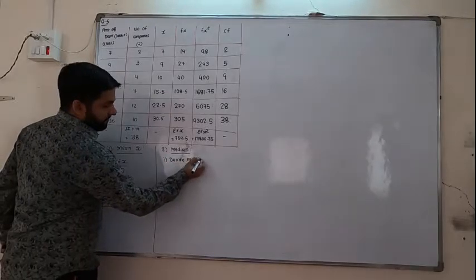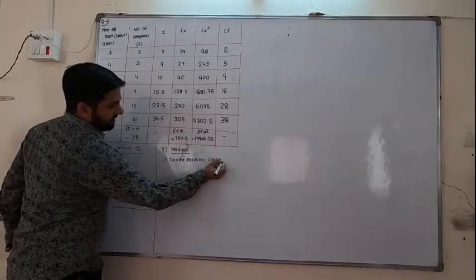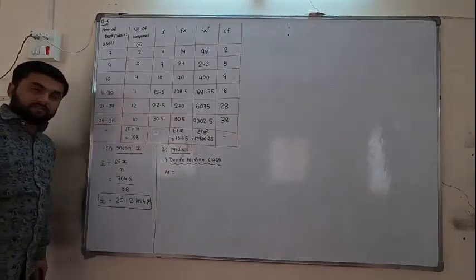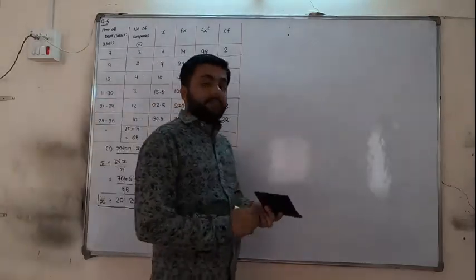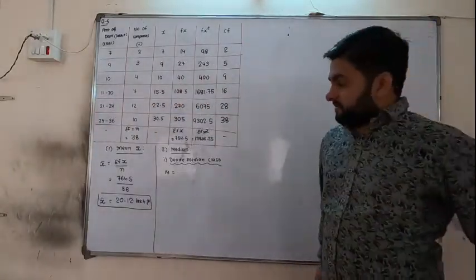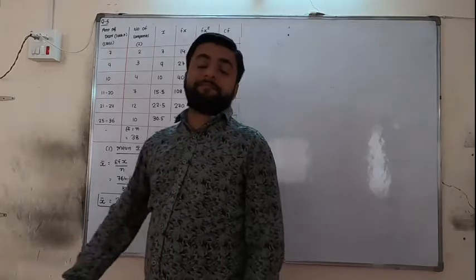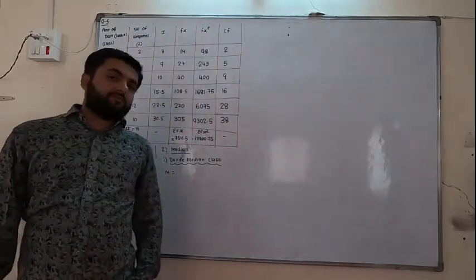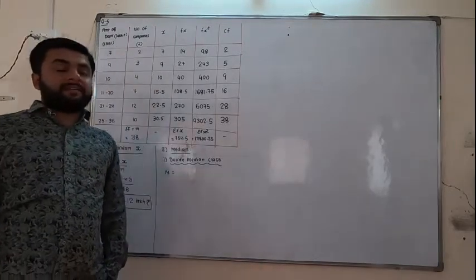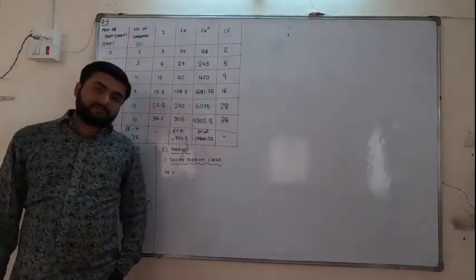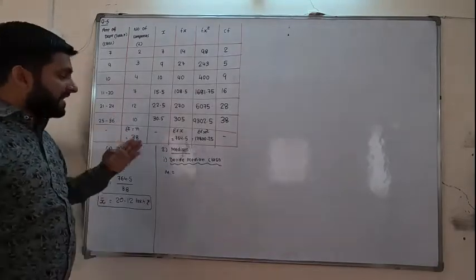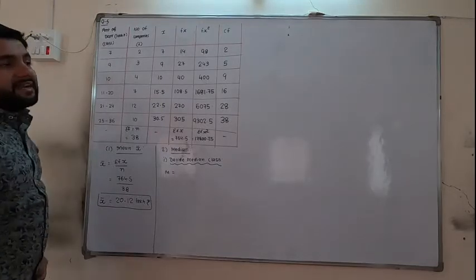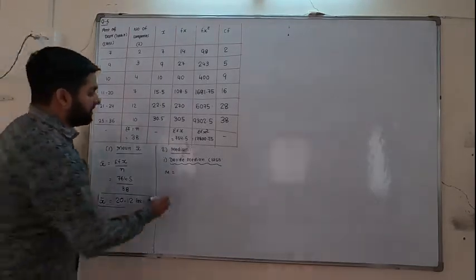Decide the median class. How to decide? M is equal to... Now friends, here is a confusion, because for discrete data M is the value of the (n plus 1) by 2 observation, and in continuous data it is n by 2. So which should be used here? We are deciding the class. Okay, these are discrete, but since we are deciding the class, we use n by 2 only.